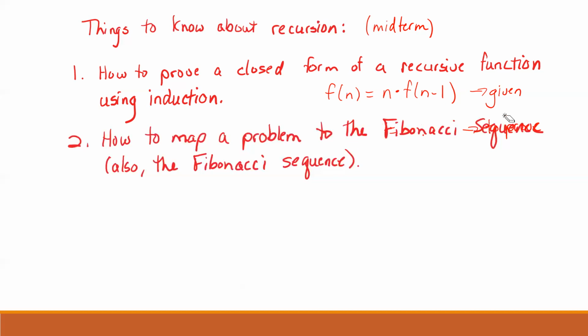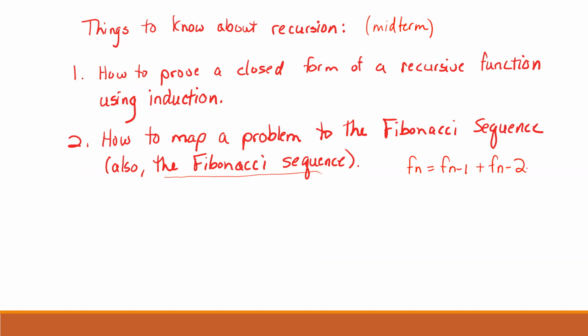Also, know how to map a problem to the Fibonacci sequence. It is possible that there should be an extra n in there. Also, you should understand the Fibonacci sequence, right? So this idea that f of n is equal to f of n minus 1 plus f of n minus 2, there's a lot of implications there. So any problem that maps to this sort of recursive form, there's a lot of patterns there that you can take advantage of, right?